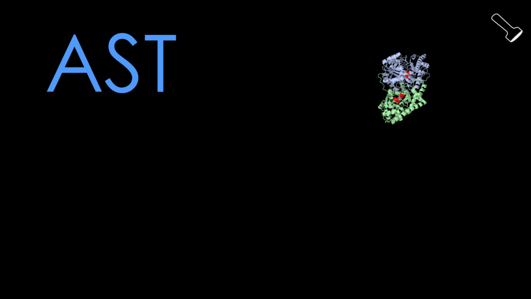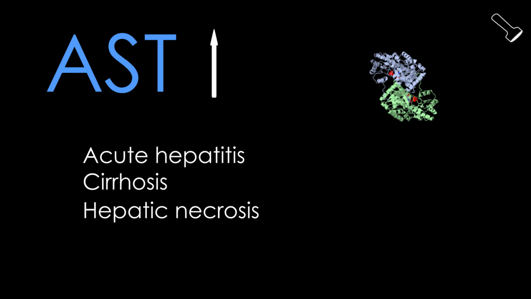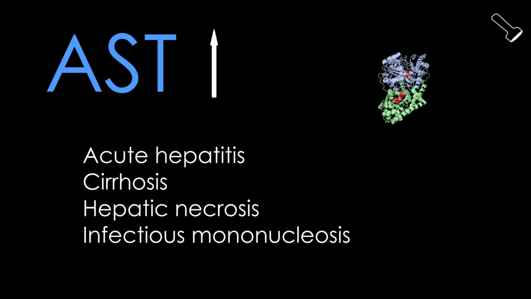AST is released in abnormally high levels in the event of cell death or injury, and so elevated levels could suggest disease processes such as acute hepatitis, cirrhosis, hepatic necrosis, or infectious mononucleosis. Large amounts are found in the liver but can also be found in all tissue types, so elevated AST isn't particularly specific to liver disease and may be the result of disease from another organ.